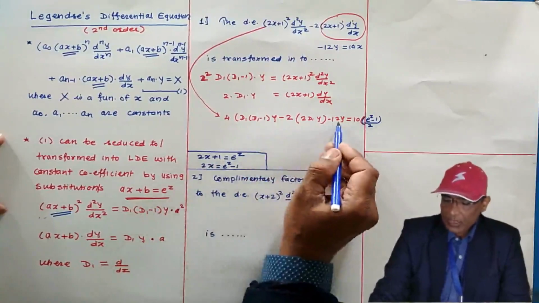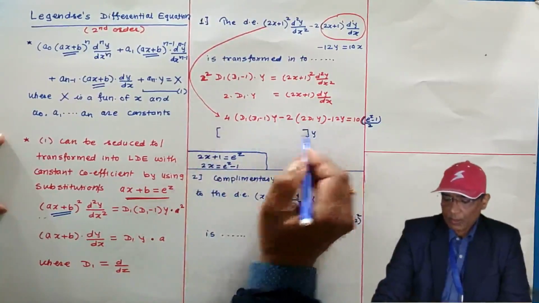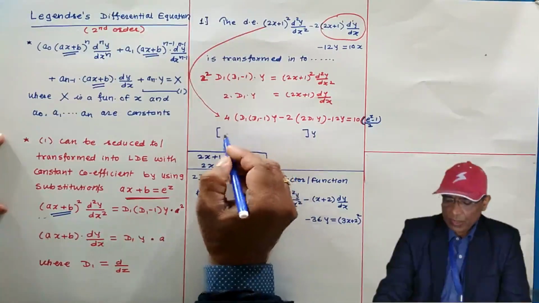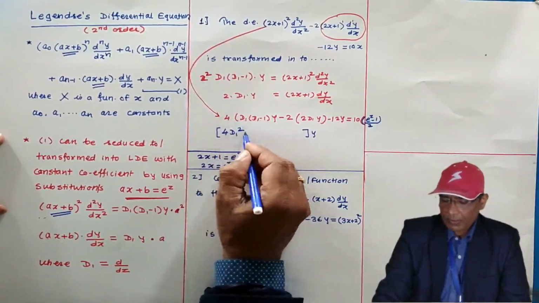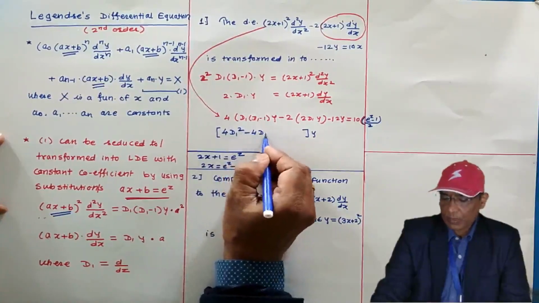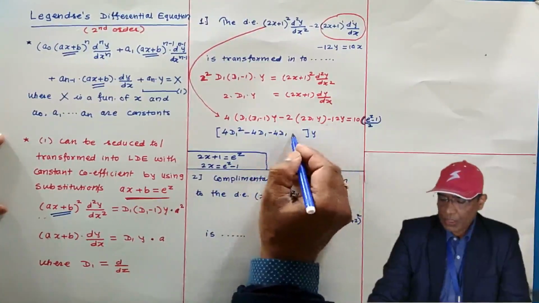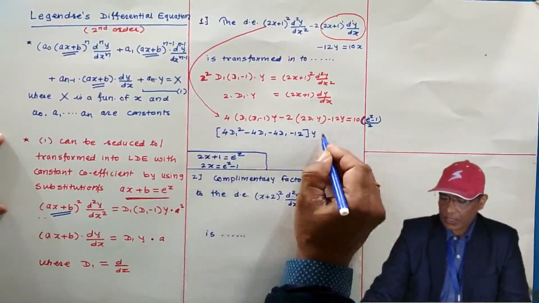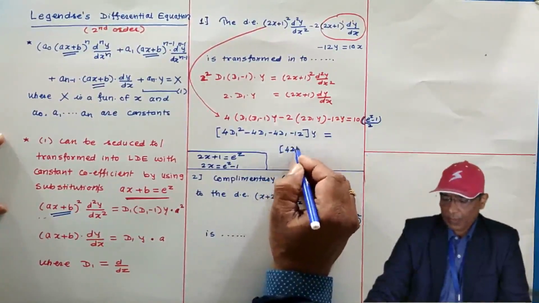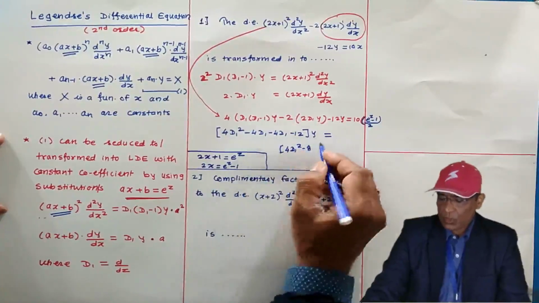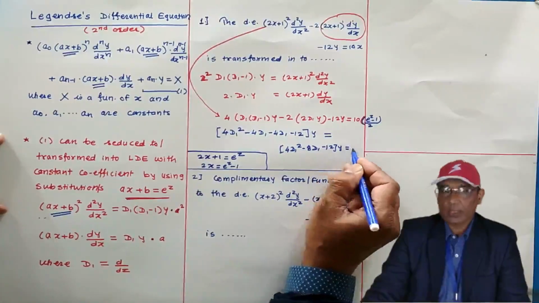Now, y is common on the left hand side. I have taken here 4 D1 square, 4 D1 minus 4 D1 minus 12. Right hand side is as it is. Now 4 D1 square minus 4 D1 minus 4 D1, that is minus 8 D1, minus 12, y equals the right hand side.